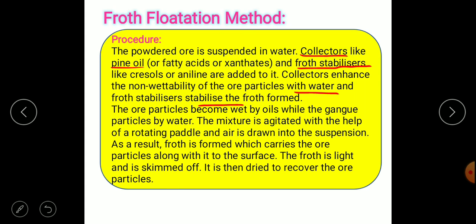The ore particles become wet by oils while the gangue particles by water. The mixture is agitated with the help of a rotating paddle. I am going to show you the apparatus, and air is drawn into the suspension. As a result, froth is formed which carries the ore particles along with it to the surface. So the formed froth is going to carry the ore particles through its surface. Where is the ore present? It is present in the surface layer. The froth is light and is skimmed off. Froth, like foam, is usually very light, so they can be skimmed off. Skimmed off means which can be removed easily. It is then dried to recover the ore particles.